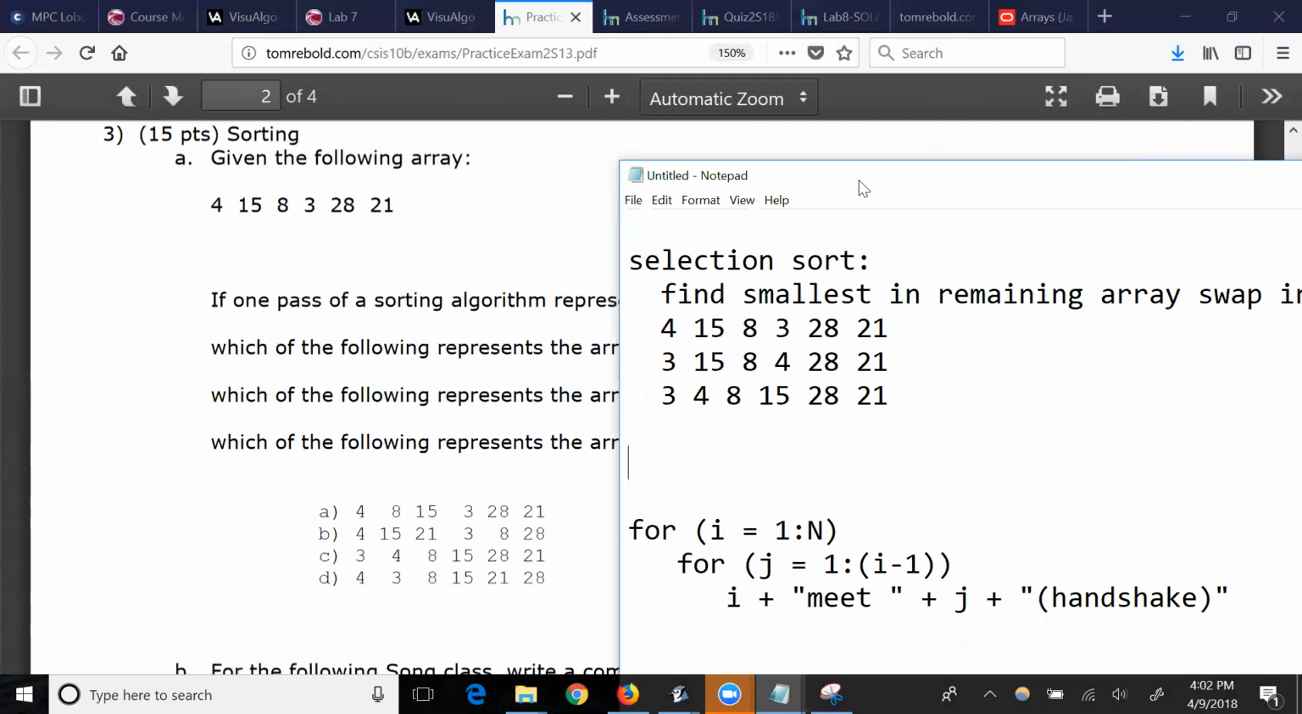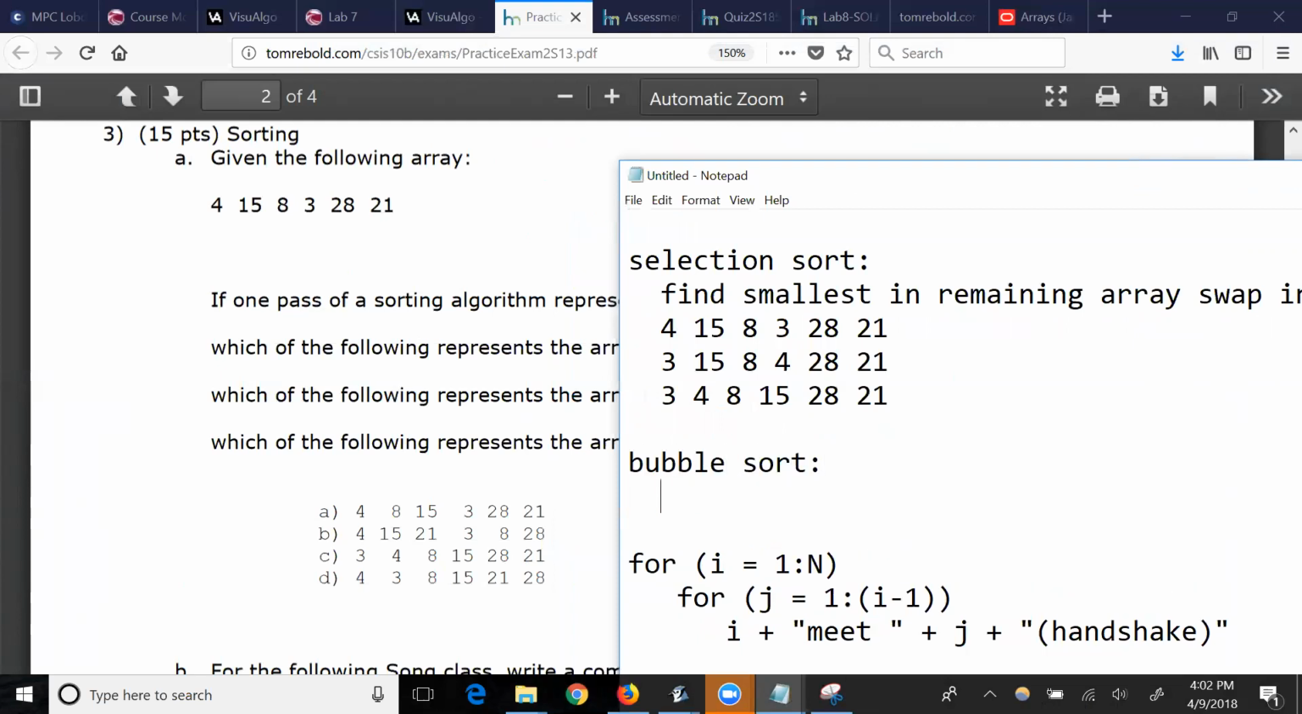Well, how does bubble sort work? Yeah, any 2 adjacent items, it swaps any 2 adjacent items that are out of order.